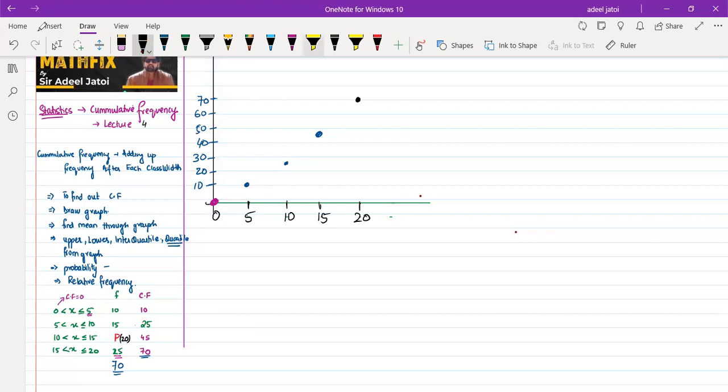The cumulative frequency curve that we'll draw will be freehand with the pencil, and it will touch the points. It will go above, and then it will obviously make a curve like this. Now, with respect to this, on the x-axis, you will always have class width.